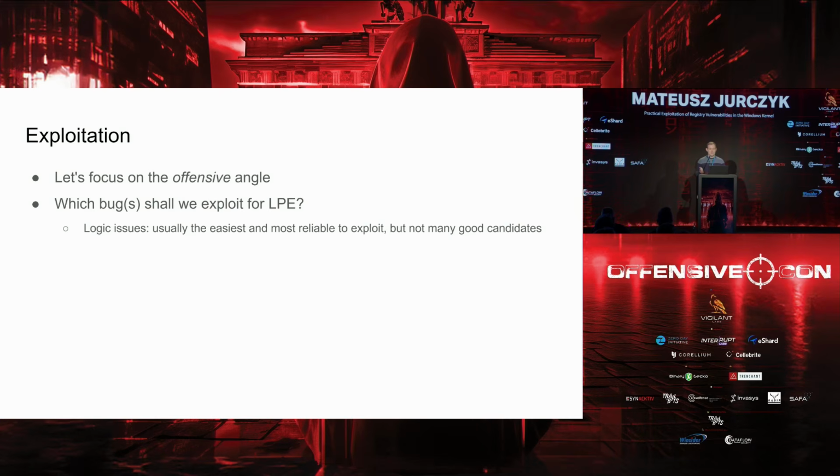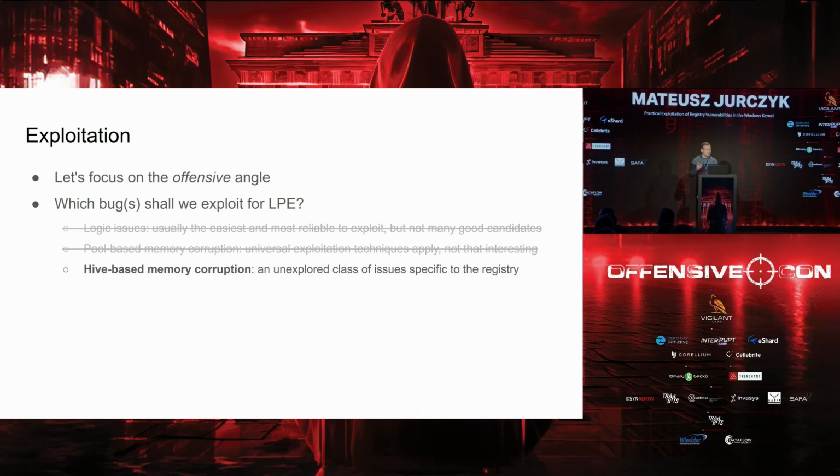I have found some, but it may have something to do with the fact that James Forshaw from my team has looked at the registry before, looking for logic bugs, so there wasn't too much left to be found there. We also have pool-based memory corruption that was quite prevalent, that obviously can lead to local privilege escalation, but it basically boils down to exploiting the Windows kernel pool, which I don't find as novel as I would like to. So the third and I think the most interesting part of this is the Hive-based memory corruption, which is basically a new unexplored class of issues that is specific to the registry, and that is quite fun to exploit. So when I say Hive-based memory corruption, what exactly do I mean by that?